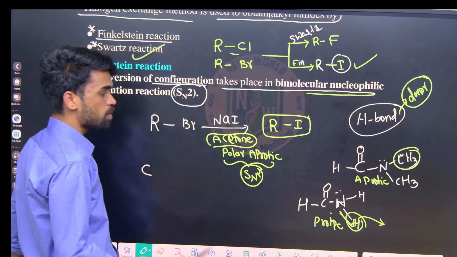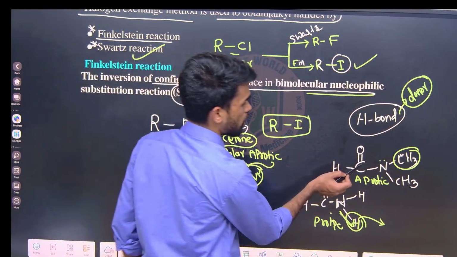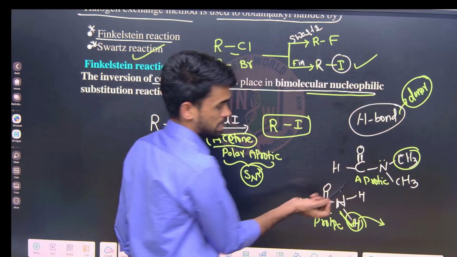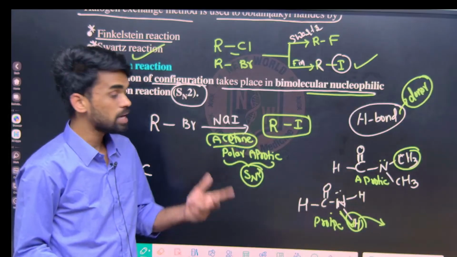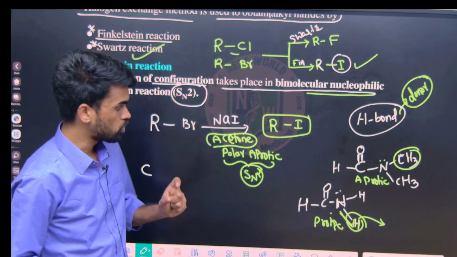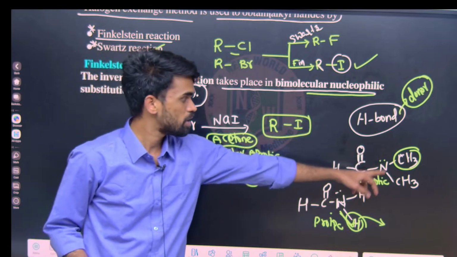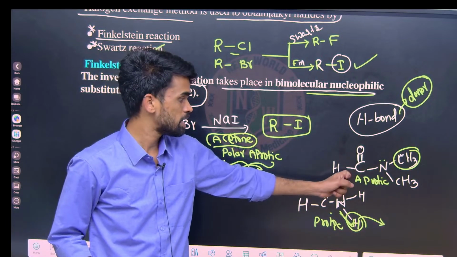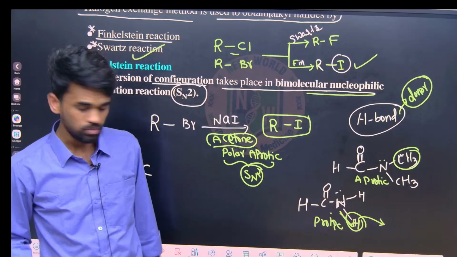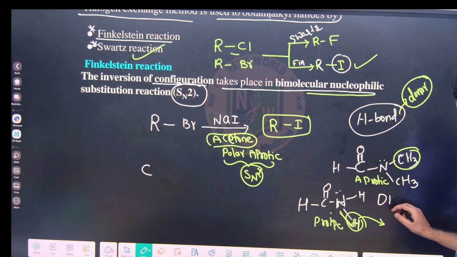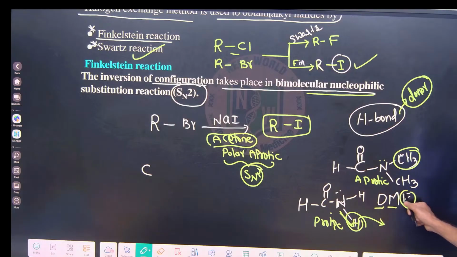See, polar bonds are there everywhere. Between carbon and oxygen, due to electronegativity difference, this bond gets polarized. Polar bonds are there, but the aprotic aspect is important. Aprotic means there should not be any hydrogen bond donor site. So in the first molecule there is no donor site. In short form it is called DMF. What I am saying? DMF means dimethylformamide.